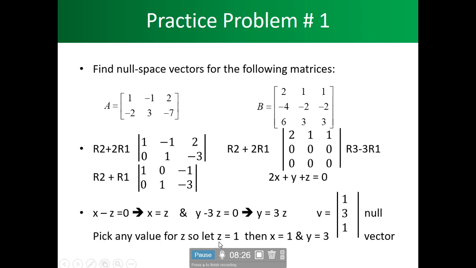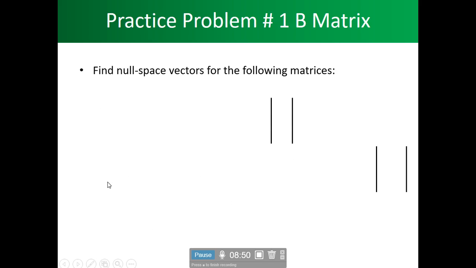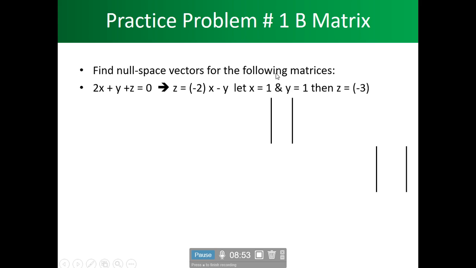Okay, so we just pick 1 for z, as this example. Then if z equals 1, then x equals 1. And then y equals 3 times 1. Okay, so we have here 1, 3, 1. So this is the null vector for matrix A. So now we want to go back to matrix B, and we're going to continue there.